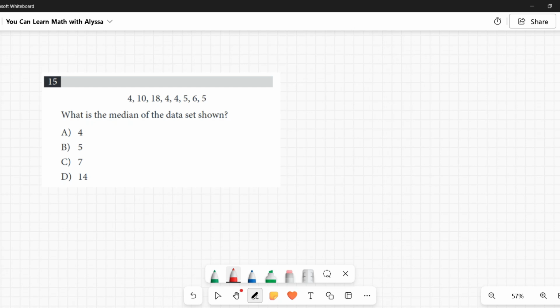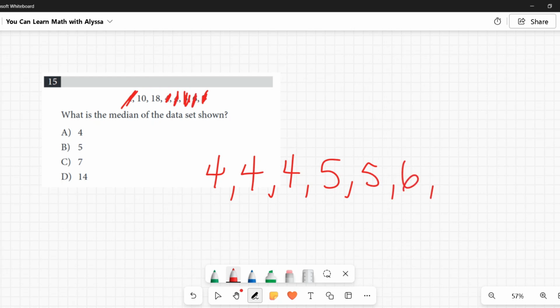Now I'm going to mark them out as I write them to make sure that I don't have any duplicates. So 4, there's another 4 there, and another 4 there. Next up, we got a 5. There's another 5 there. Next in order would be 6, then 10, and then 18. But there's still 1, 2, 3, 4, 5, 6, 7, 8.